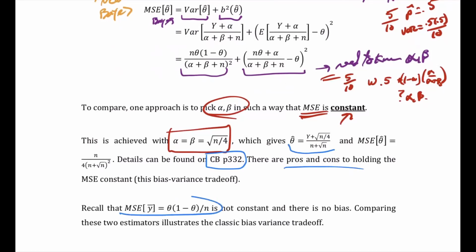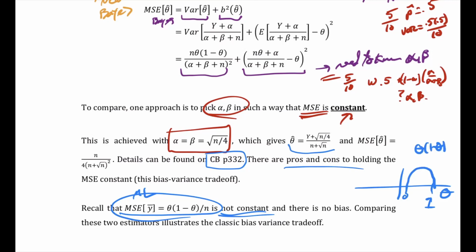Here, the mean square error for the maximum likelihood estimator is not constant. This is theta times 1 minus theta. So if I look at a graph, that's a function of theta, and theta is 0 here or 1 here, this is going to look like this, because that's theta times 1 minus theta, which is theta minus theta squared. So it's going to be parabolic. And this scale will depend on whether I'm dividing by n and those sorts of things.